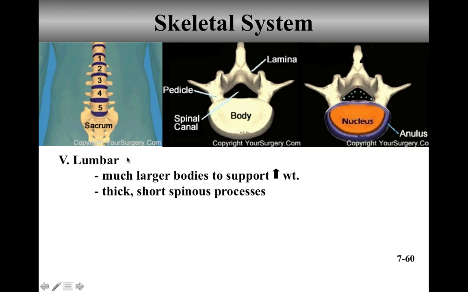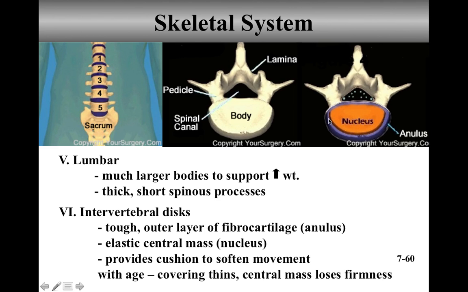And here we have the bodies become much larger because they're supporting a lot of weight. Their spinous processes become pretty short and pretty thick. The transverse processes become pretty short as well because we're still attaching muscles and tendons to them, but we're not attaching ribs anymore, so they're rather short because of that. And then we also get this really cool diagram of our intervertebral discs. If you've ever heard somebody say that they've slipped a disc, this is what they're referring to.